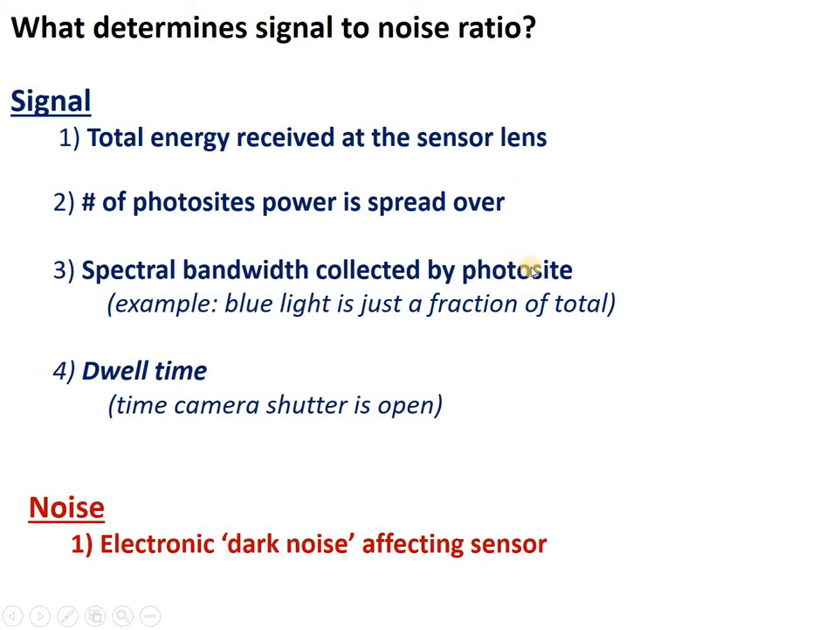And you see each of these corresponds to one of our resolutions. More photosites is higher spatial resolution, but less signal. More narrow spectral bands is better spectral resolution, but it's less energy. And dwell time is usually determined by orbital constraints that we'll talk about in another video. And then all of these signals are ratioed over noise.